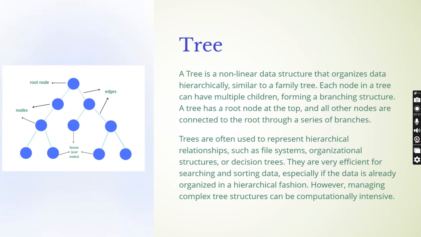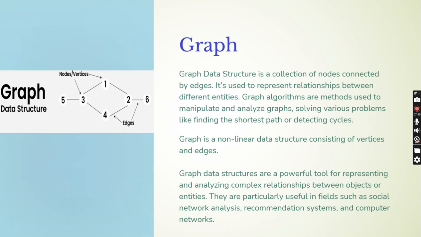Often this is also represented as a hierarchical representation such as a file system, organizational structures or decision trees. They are very efficient for searching and sorting data, especially if the data is already organized in a hierarchical manner. However, managing complex tree structures can be computationally very intensive.